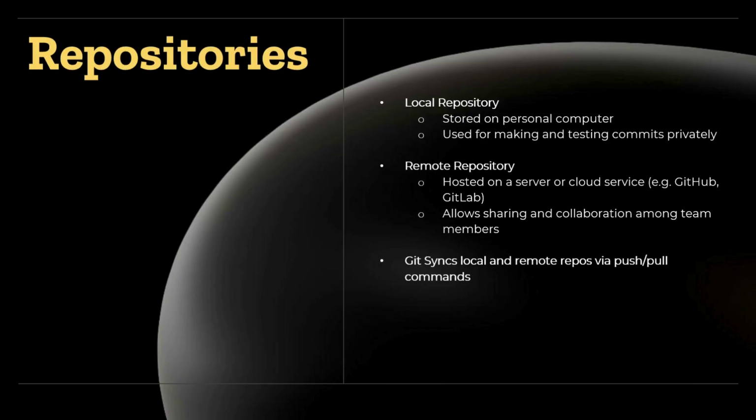When it comes to local and remote repositories, there are a few key differences. A local repository is stored on your local computer. It is used for making and testing commits privately. A remote repository is hosted on a server or cloud service, for example, GitHub or GitLab, and allows sharing and collaboration among team members. Git also syncs your local and remote repositories through push and pull commands.